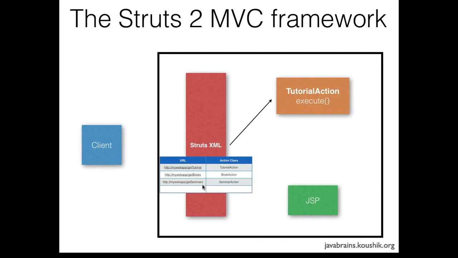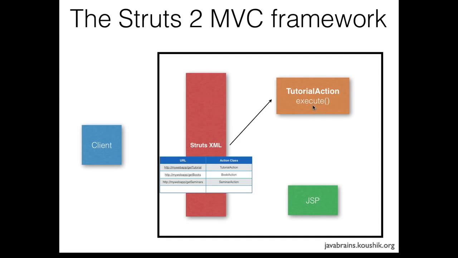Now the client has made a request, and right now we are printing to the logs. Now the client is wondering, hey, what's going on? So we have to send a rendered JSP back to the client. So that's going to be the next step. Now, how does an execute method transfer the flow of execution to the JSP?